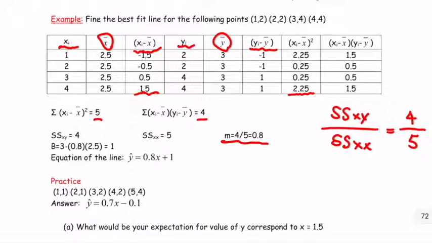And now, since we have the slope, we can use the center of mass to find the point, and plugging the point and the slope into the equation of the line, we can find b. After that, y hat is equal to 0.8x plus 1.